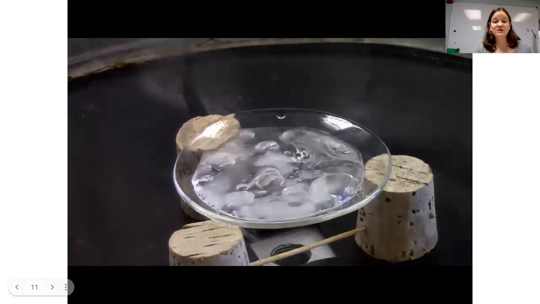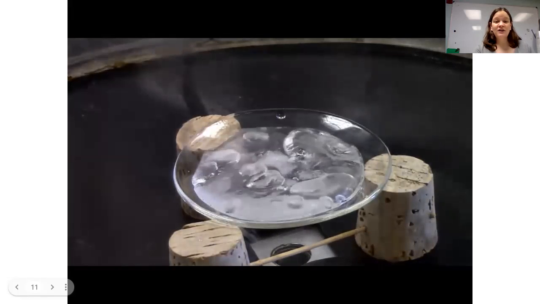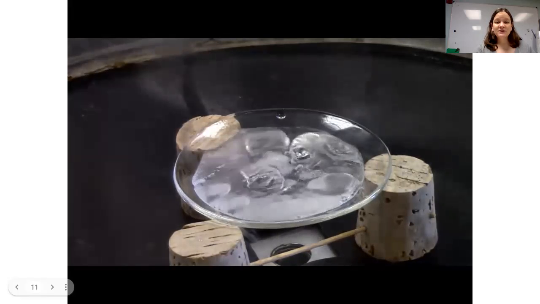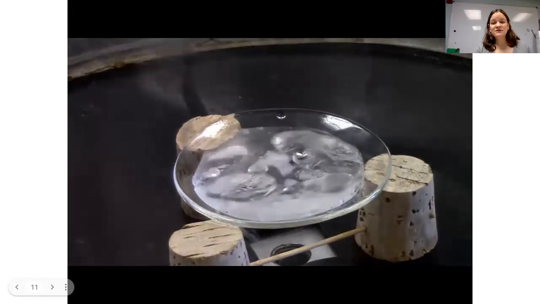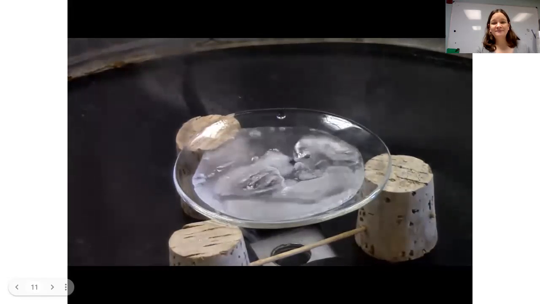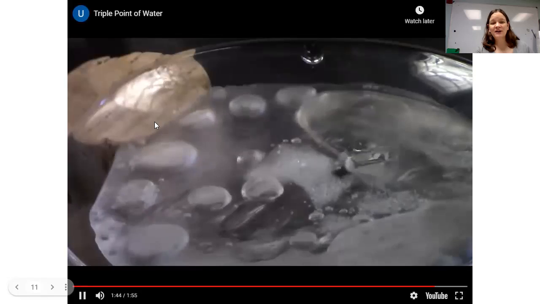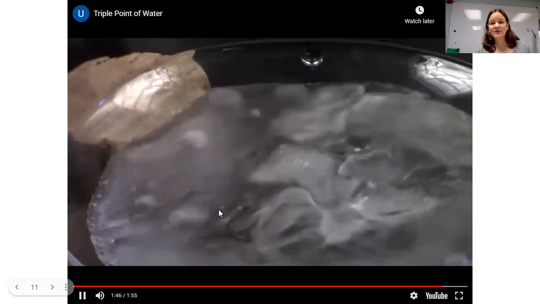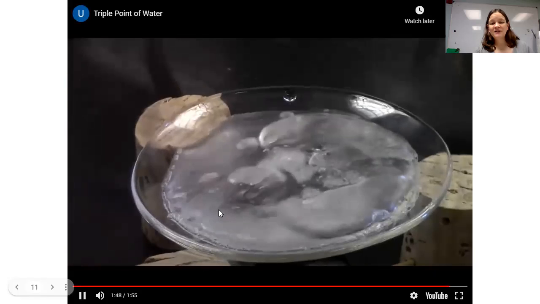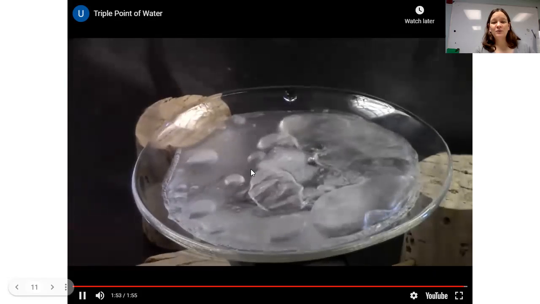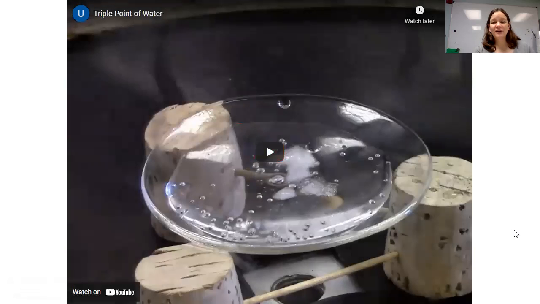So you can actually see the formation of ice, and then in other places, you'll see that ice turn back to liquid. And then you have all the bubbles. So this is the triple point of water. We're forming kind of a thin layer of ice along the top, and then the ice is still kind of boiling underneath.